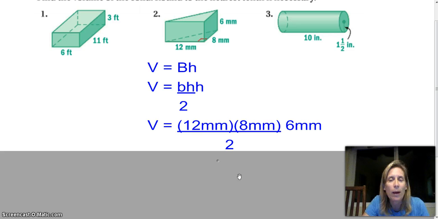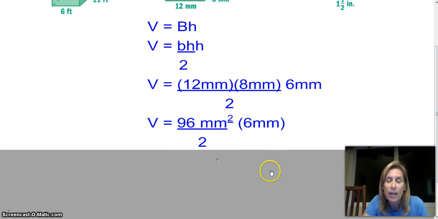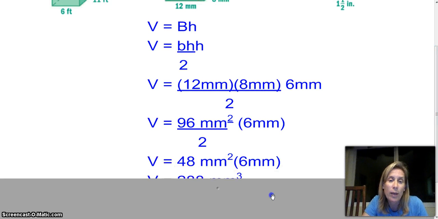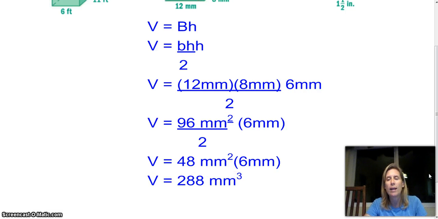Good. So once we have this, you're kind of on the home stretch. You just need to multiply correctly, divide by 2. So we can multiply 12 times 8. 12 times 8 is 96. Notice that millimeters times millimeters is millimeters squared. We can now divide 96 by 2. 96 divided by 2 is 48 millimeters squared. And now when we finally finish by multiplying by 6, we see that the answer, the volume of that prism, is 288 millimeters cubed.